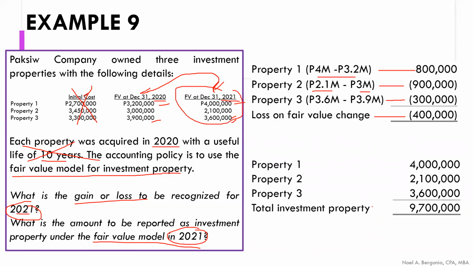Which is a total of 9,700,000. Okay? So I hope that that is clear. Again, if you do have questions, please let me know.